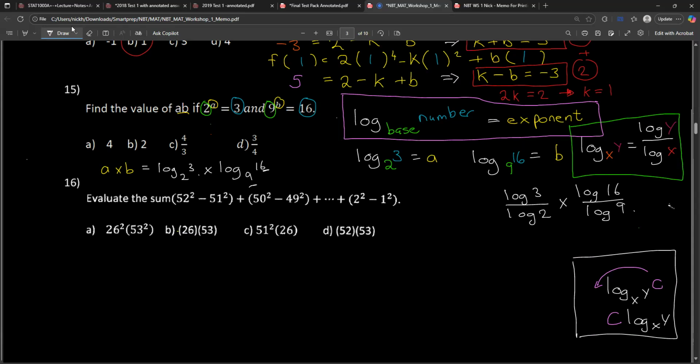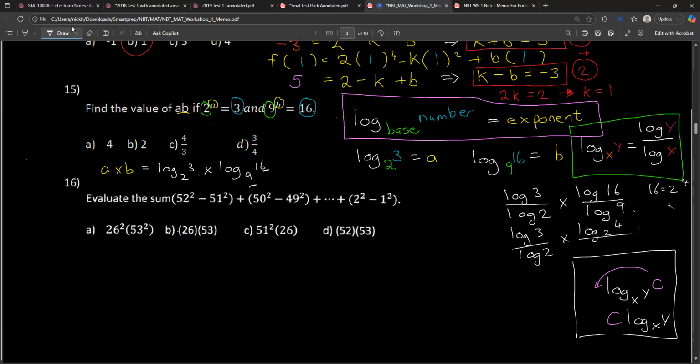So these you can't do anything with. The first part, log 3 over log 2. But the next part, 16 is equal to 2 to the 4. 2 times 2 times 2 times 2 is 16. So that is then log 2 to the 4.